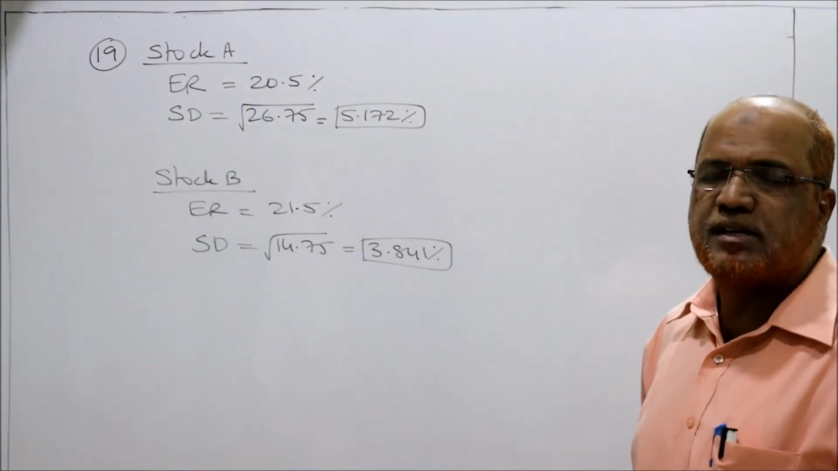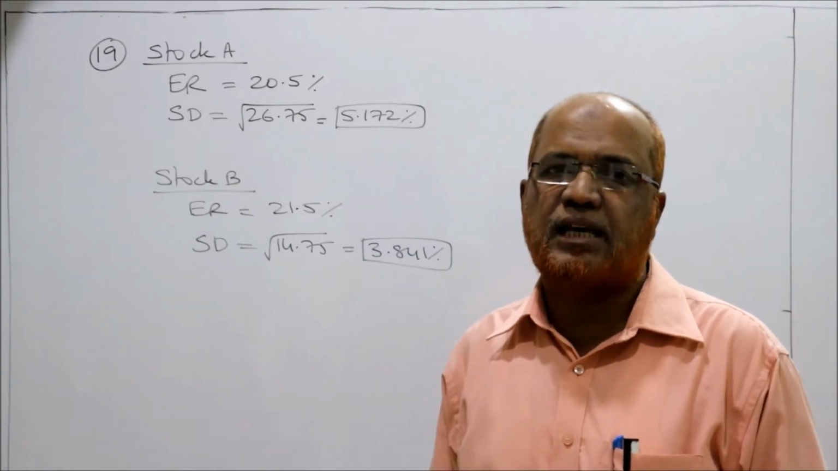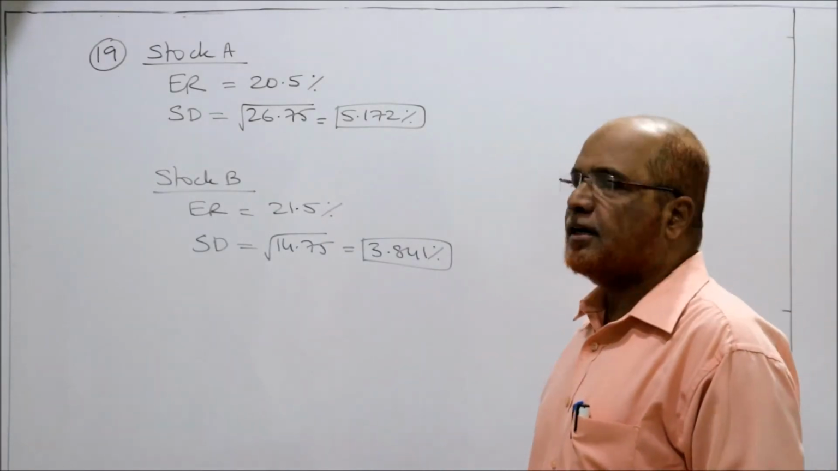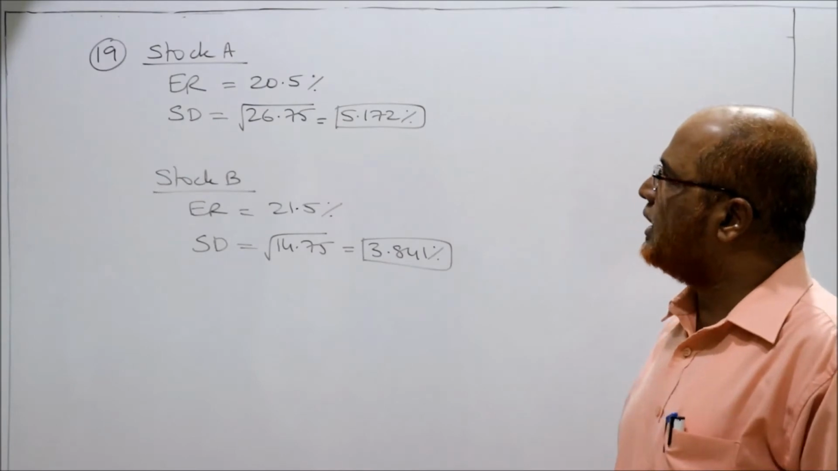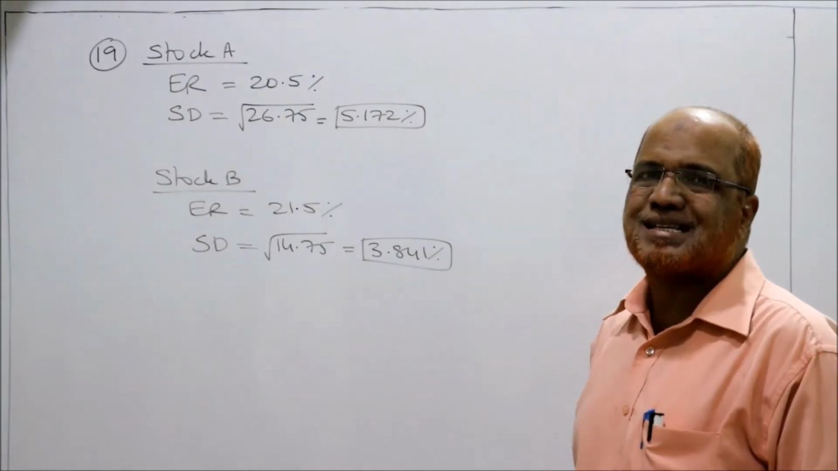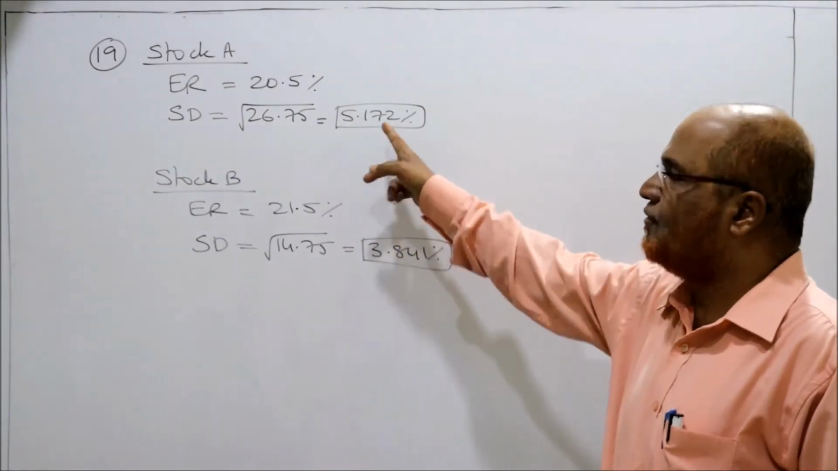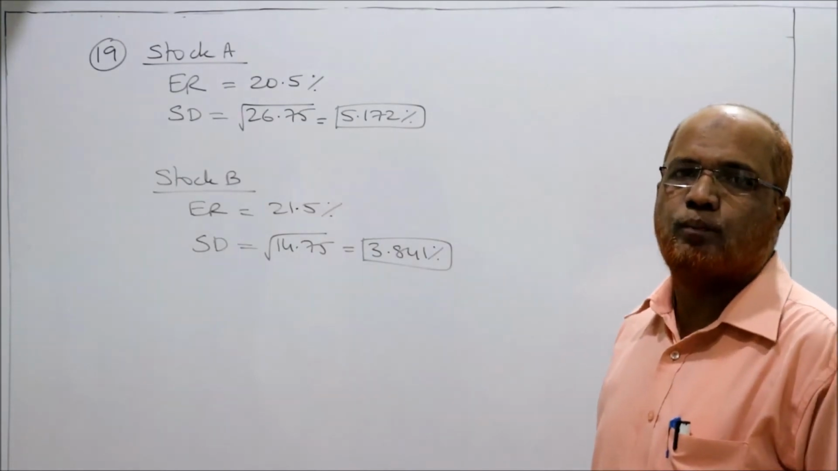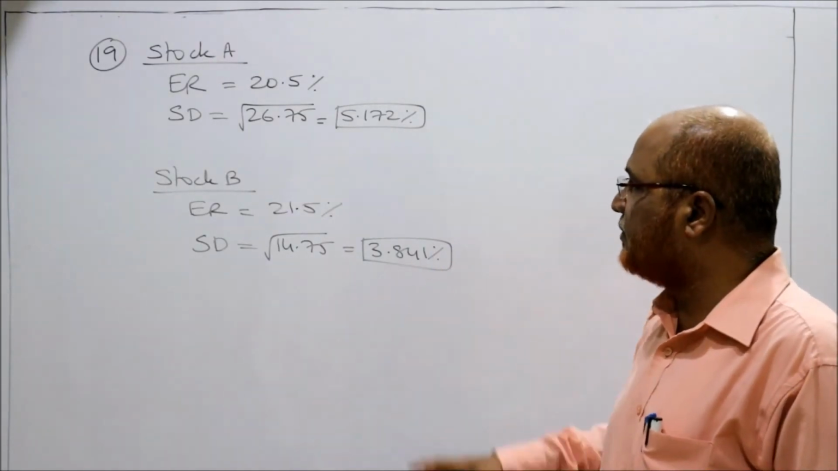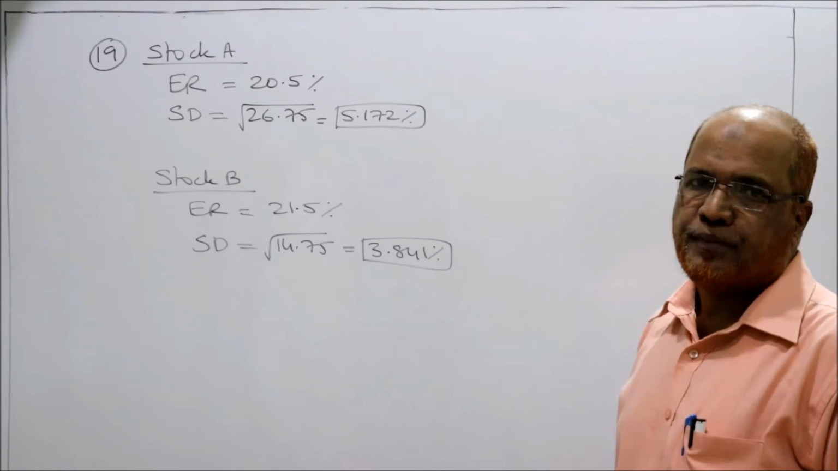Again, conclusion. It is asking you which stock is riskier. By comparing the standard deviation, we can say stock A is riskier because the standard deviation of stock A is 5.172, which is higher than 3.841. That's it.